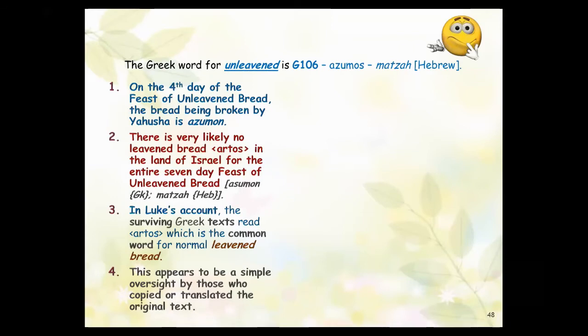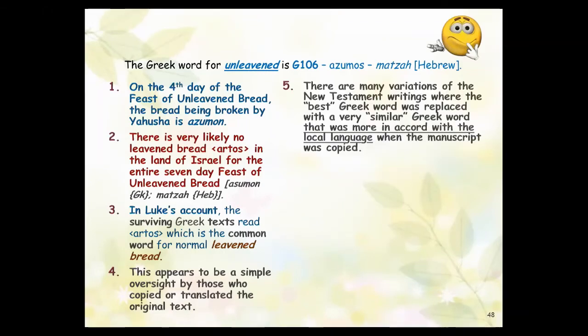In Luke's account, the surviving Greek texts read artos, which is the common word for the normal leavened bread. And this appears to be a simple oversight by those who copied or translated the original Greek text. Now, how did this happen? There are many variations of the New Testament writings where the best Greek word was replaced with a very similar Greek word that was more in accord with the local language when the manuscript was copied.